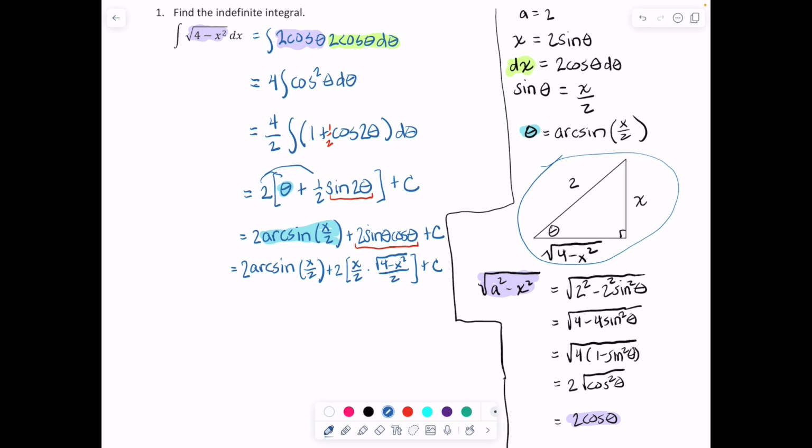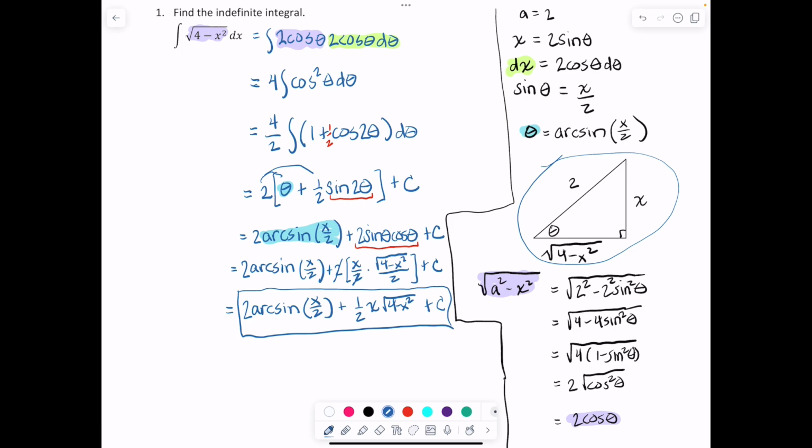And then cleaning it up a bit, we will have 2 arc sine of x over 2 plus 1/2 times x times the square root of 4 minus x squared plus our constant of integration. And we're good to go. How are we doing so far? Good, good?